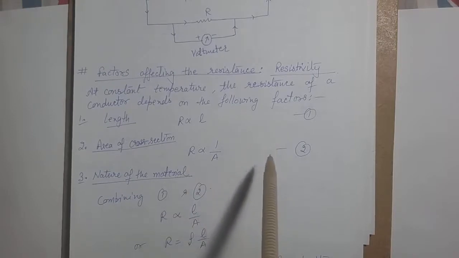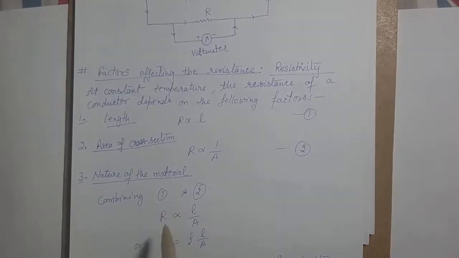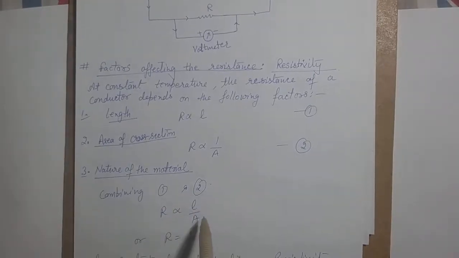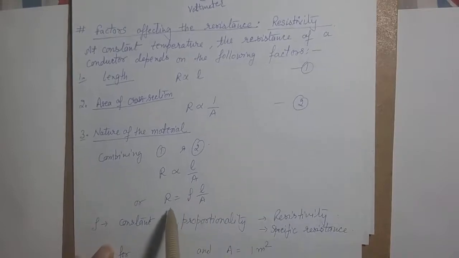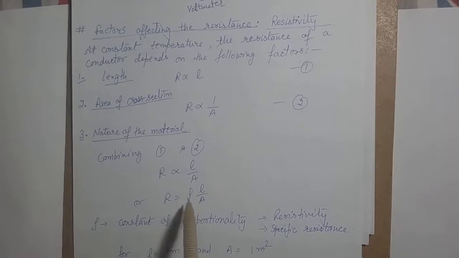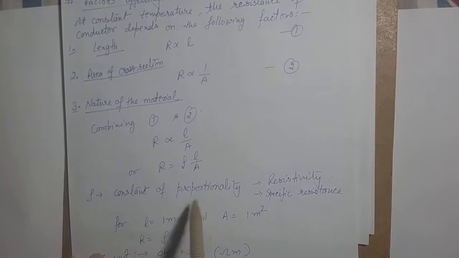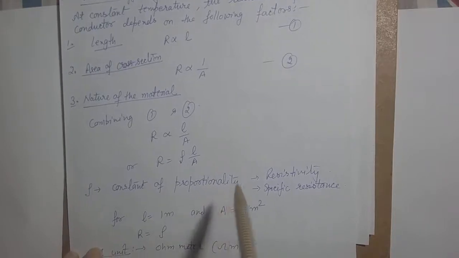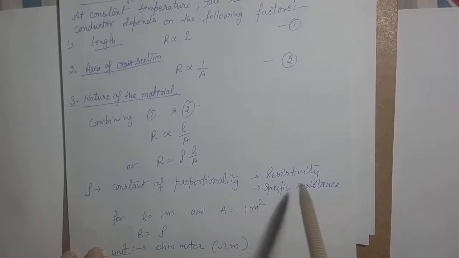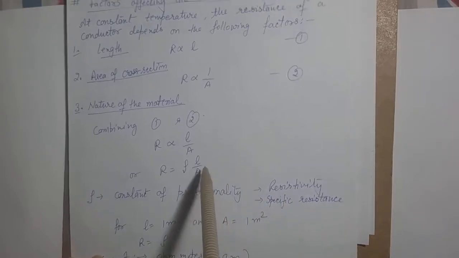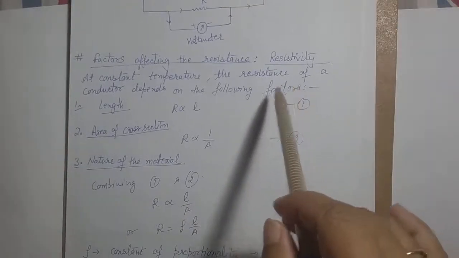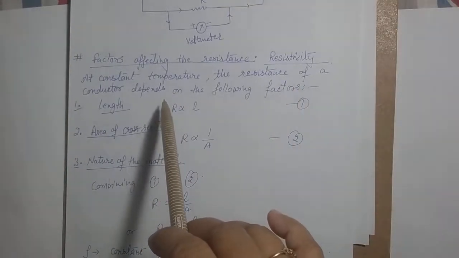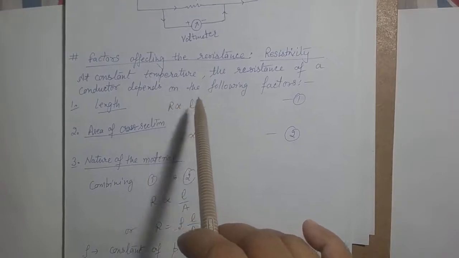Let us combine these two. What we get is that the resistance is proportional to L upon A, or resistance equals a constant, the constant of proportionality, times L upon A. Now, what is this constant of proportionality? This constant of proportionality is known as the resistivity or the specific resistance. This is the property of the material which we are using for the resistance or the conducting wire.